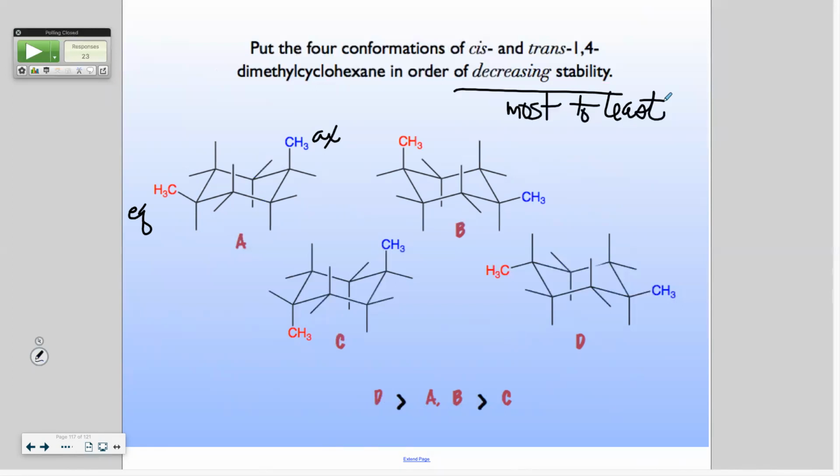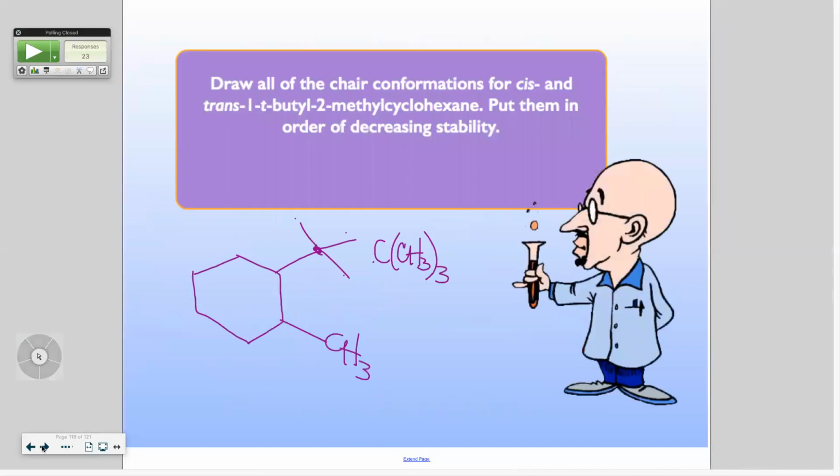Okay. Are you with me now? Just write the A, B, C, D thing. Okay, now we're going to draw all of the chair conformations for cis and trans 1-t-butyl-4-methylcyclohexane. Put them in order of decreasing stability.